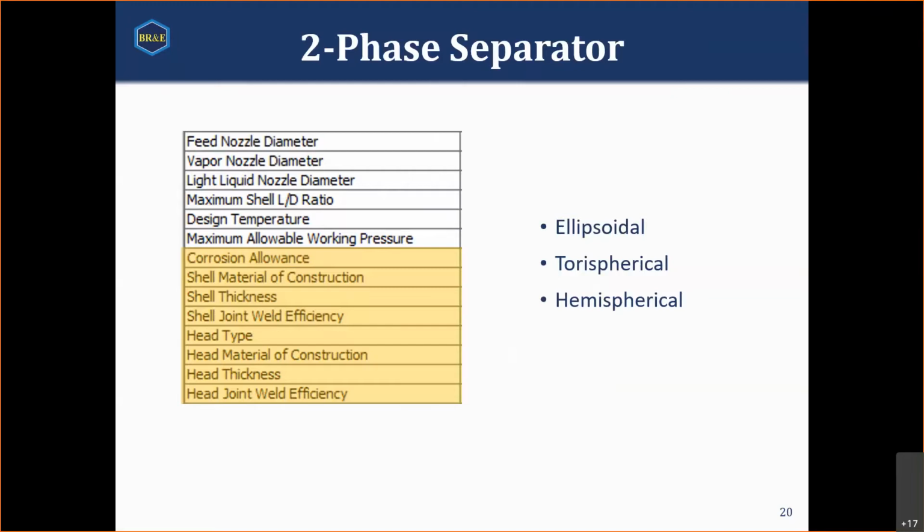The only other input here is going to be the head type. So you have 3 different options in ProMax. You have the ellipsoidal, torispherical, and a hemispherical. These are all going to impact the total vessel volume, but won't impact your sizing calculations in terms of separation, because they are included outside of the shell length. And the one that you pick is going to primarily be based on your application of how high of a pressure system that you are running.